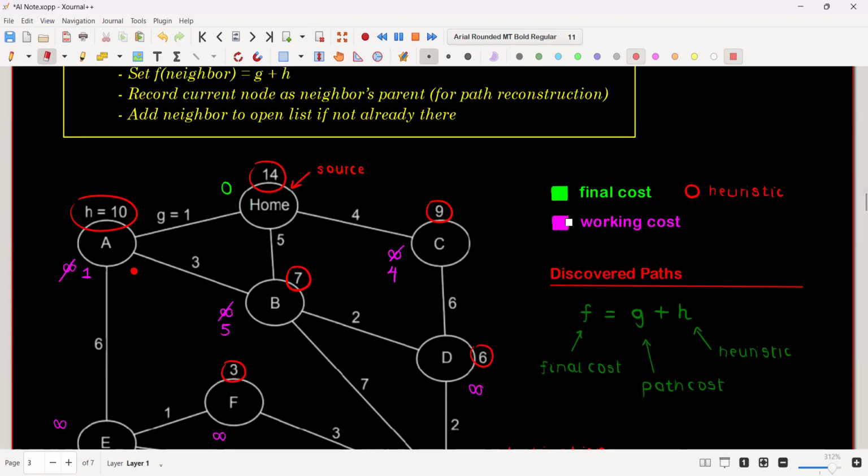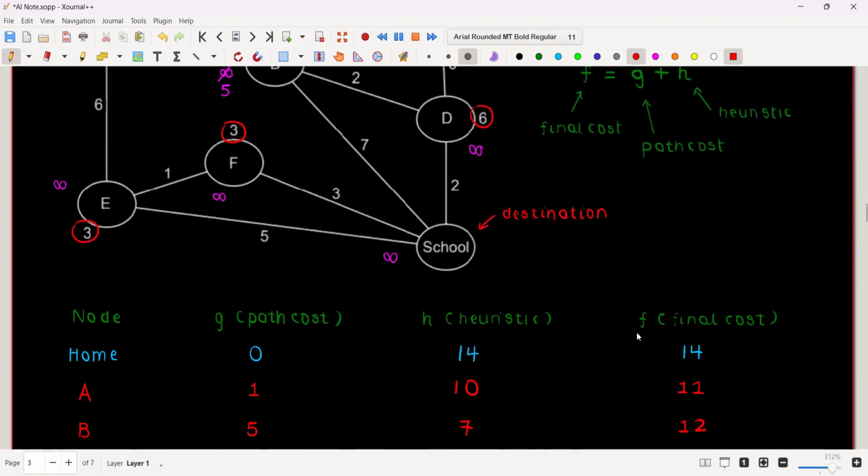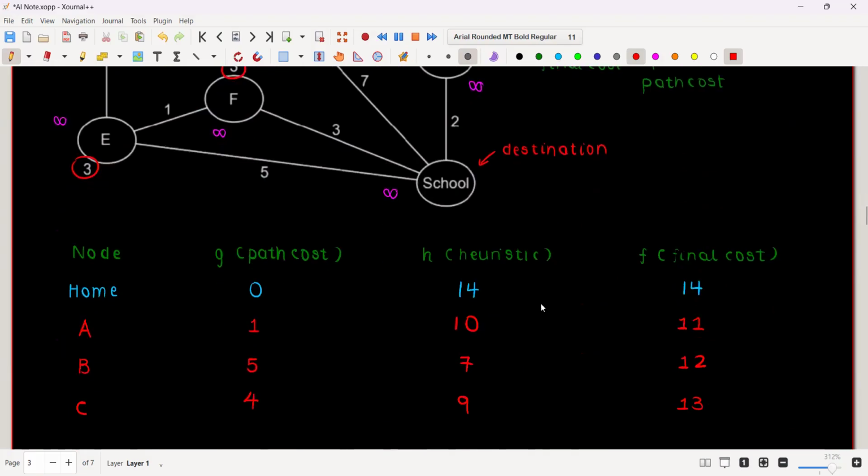Okay, so I've now finished going through all the adjacent nodes of home. So I can get rid of these temporary markers. And I've also made all the adjustments I need. And I've also discovered all the final costs in the diagram, including the heuristic.